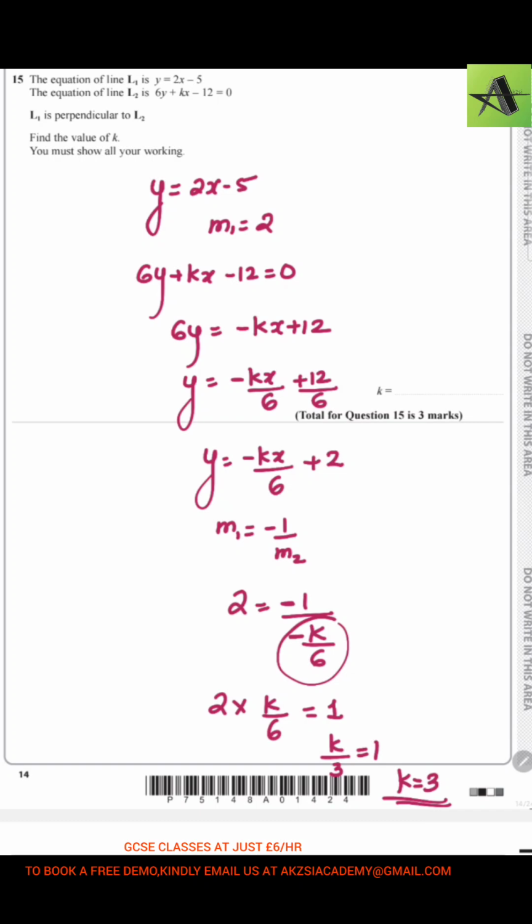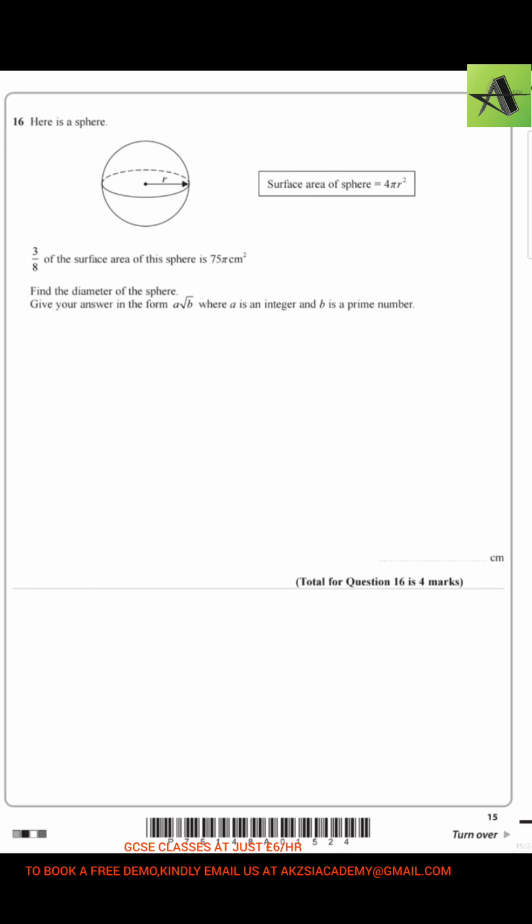Moving on to the next question. Question 16 says, here is a sphere. 3 by 8 of the surface area of the sphere is 75 pi centimeters squared. That means not the complete surface area, but the 3 by 8th part of the surface area of this sphere is 75 pi. Now find the diameter and give your answer in the form a root b. That means your answer should be in surd form.